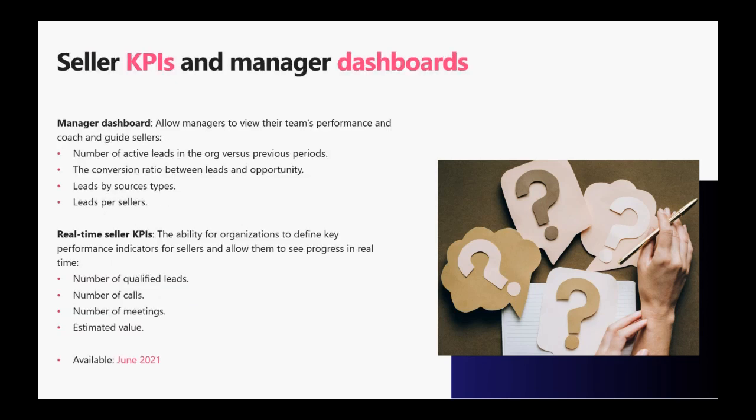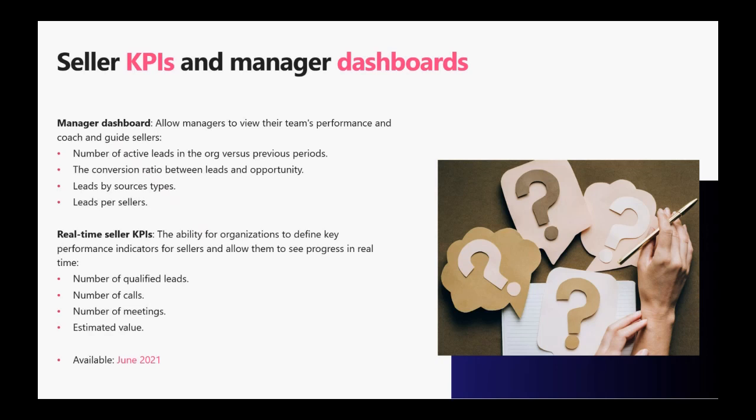So the next thing is seller KPIs and manager dashboards. We know that we already have dashboards for salespeople. We already have dashboards for managers. So I presume that this is just the next step to improve everything. So basically what we will get is a new dashboard where managers will be able to check things like number of active leads, the conversion ratio between leads and opportunities, leads by sources, leads by sellers, and so on.